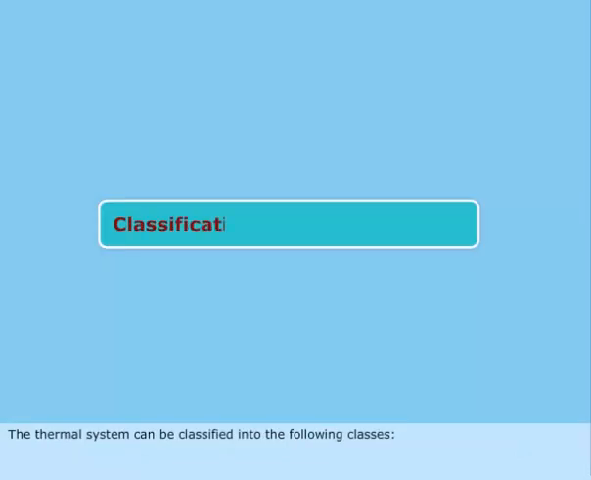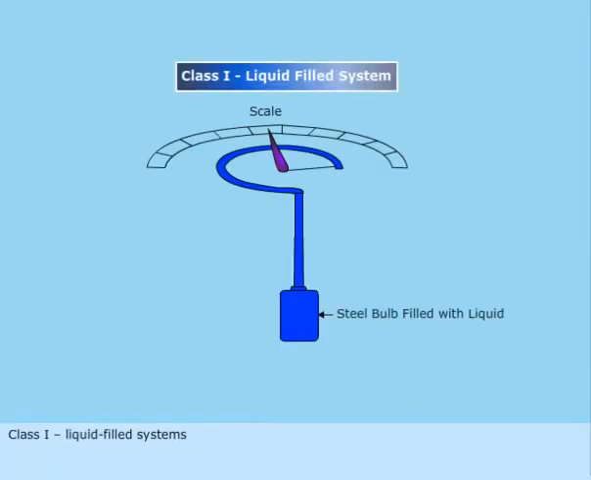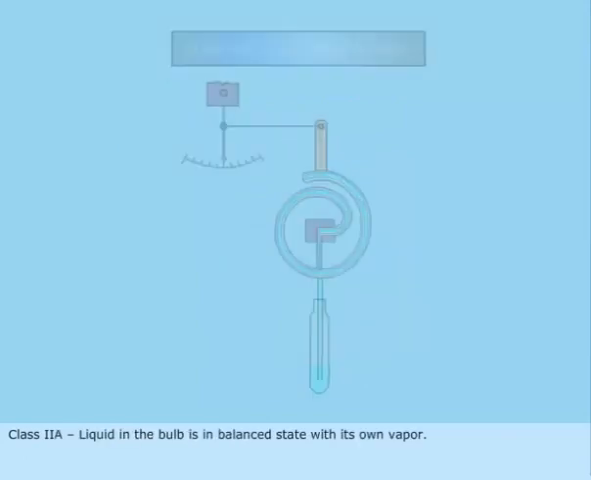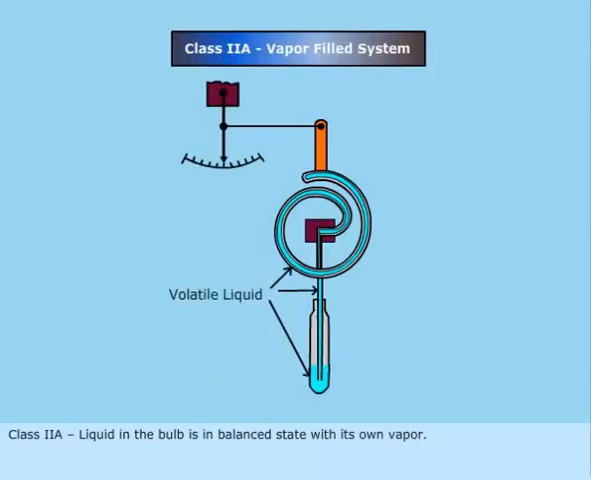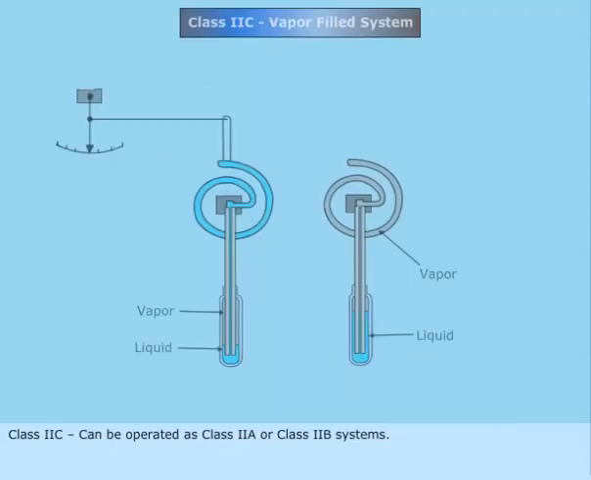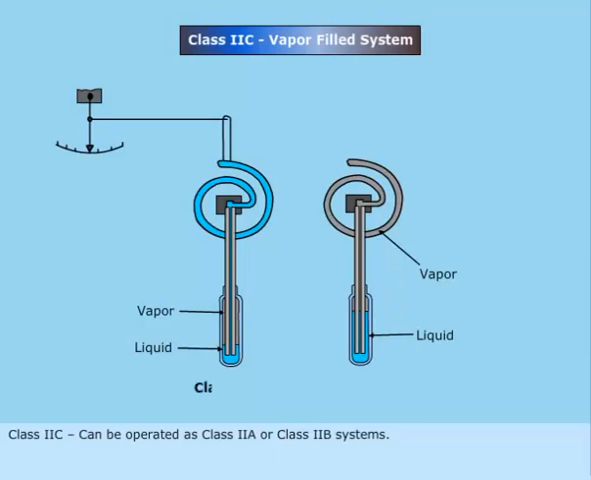The thermal system can be classified into the following classes. Class 1. Liquid-filled systems. Class 2. Vapor-filled systems. Class 2A. Liquid in the bulb is in balanced state with its own vapor. Class 2B. Only the bulb has the liquid and the rest of the system is filled with vapor. Class 2C can be operated as Class 2A or Class 2B systems.